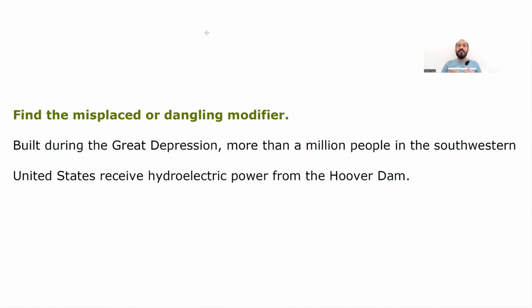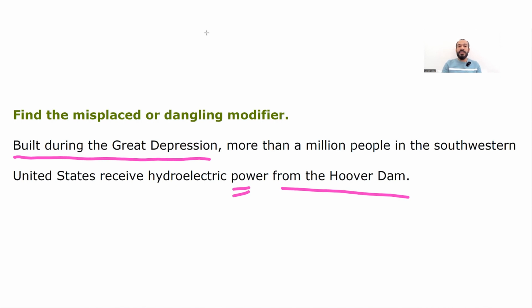The modifier, guys, could be one word, okay? And it could be a phrase, right? But it's a descriptive element. It's an element that always tries to describe something, okay? So in that sentence, for example, here we got two different elements. From the Hoover Dam, that's one element, and built during the Great Depression, that's another element, okay? Now, from the Hoover Dam is a prepositional phrase, okay? And it's placed right next to the power, or the hydroelectric power, okay?